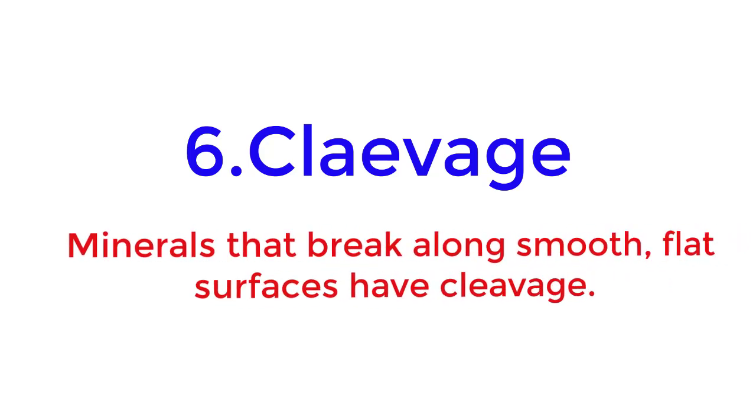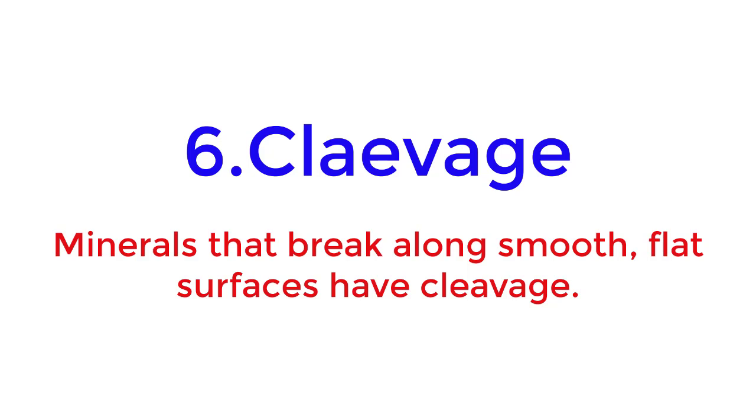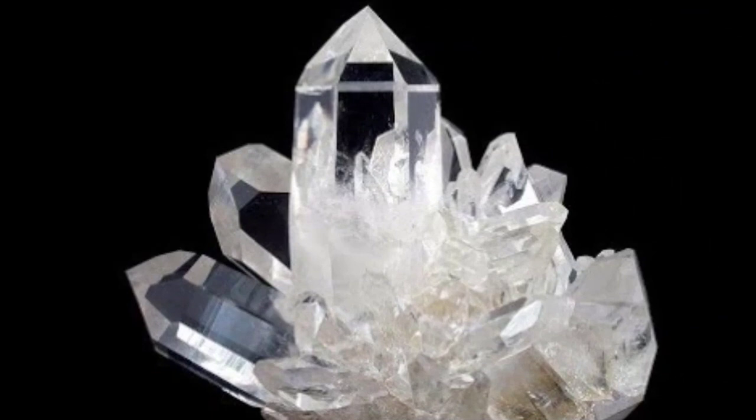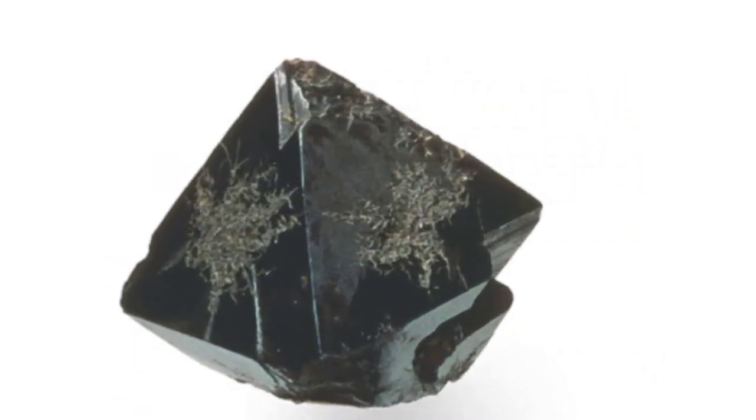Number 6, cleavage. Most minerals will break in definite patterns. Minerals that break along a smooth flat surface have cleavage. So cleavage is the shape of a mineral after you divide it. For example, mica has perfect cleavage. It breaks into thin, shiny layers that are flat and smooth. Some minerals do not have any cleavage. Quartz is one of them. Quartz often breaks into pieces with a smooth surface that looks like the inside of a seashell. Still other minerals splinter like a piece of wood.